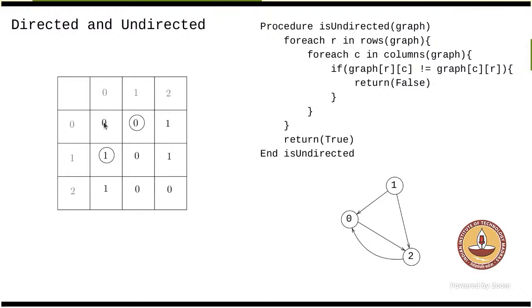Now R will stay. So one iteration is over, right? One inner iteration is over. Now when you come to the second inner iteration, R is 0, but C is 1. Correct? Yes, sir. So 0, 1 and 1, 0 you'll compare and it will be false.